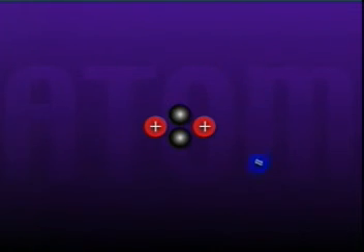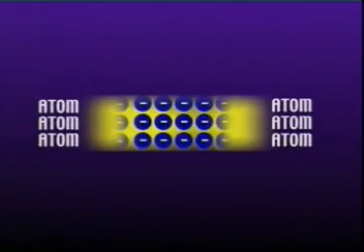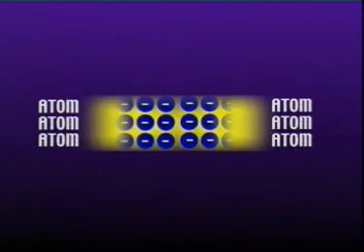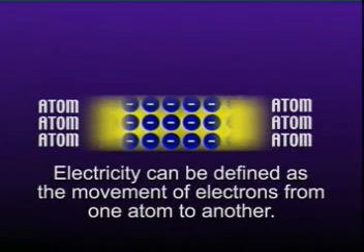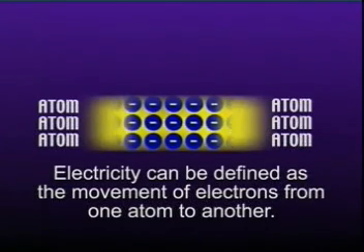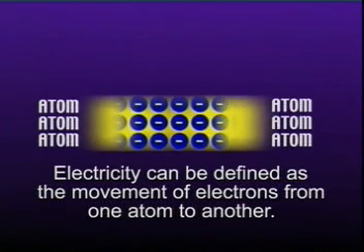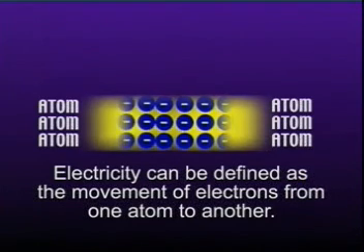This creates a temporary imbalance between positive and negative forces. This imbalance is the key to current flow. When an atom has an electrical imbalance, electrons tend to move between atoms. In fact, electricity can be defined as the movement of electrons from one atom to another. The energy released as the electrons leave one atom and pass to the next is electrical energy.